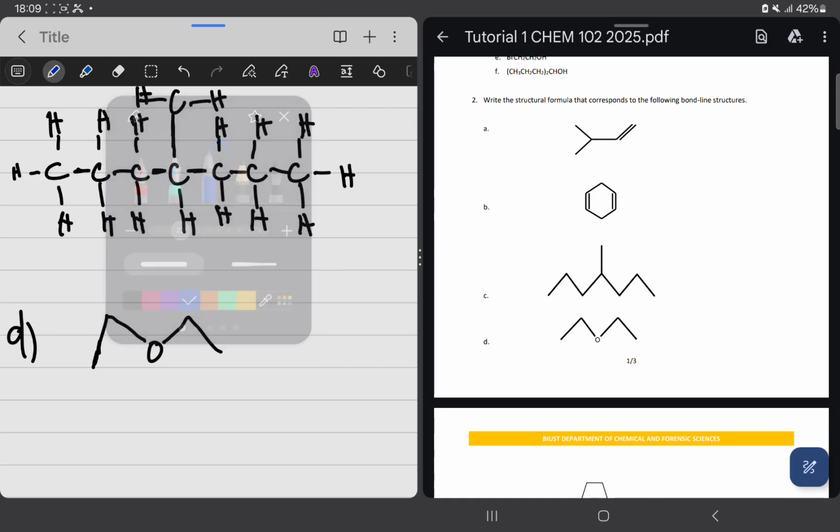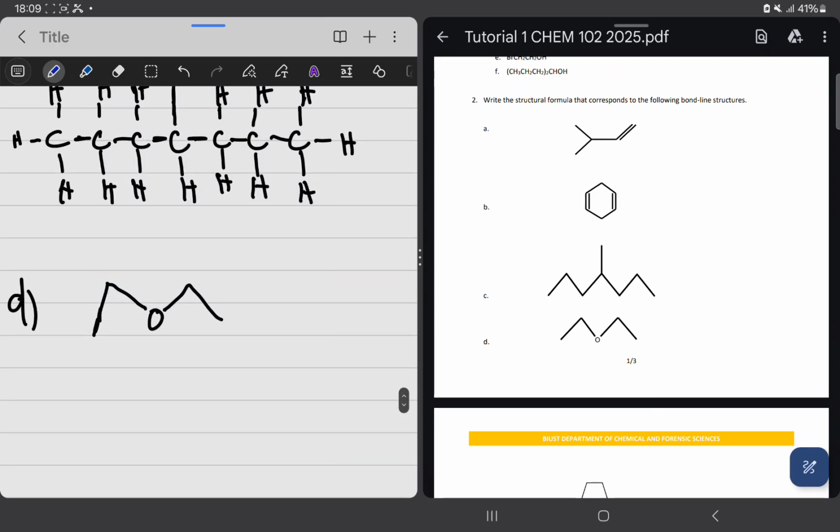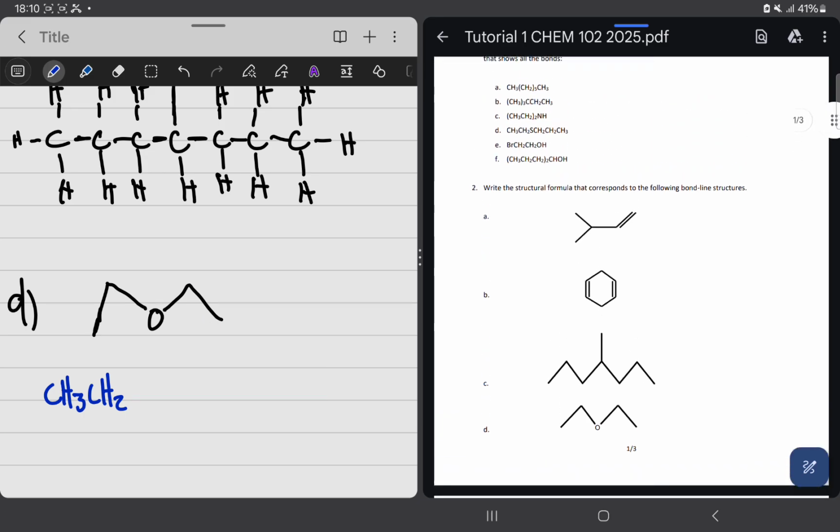Now let's put up, what is it going to be? Not even a problem. You can see that I have a C and a C here, and the C at the end is obviously a CH3. So I have a CH3 and a CH2 going to an O. Do I have the same thing here? CH3, CH2 going to an O. So I could put it like this, CH3, CH2, two of them connected to an O.